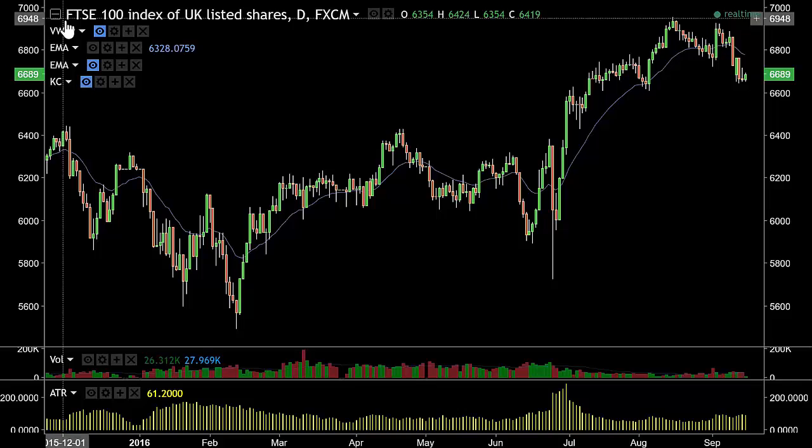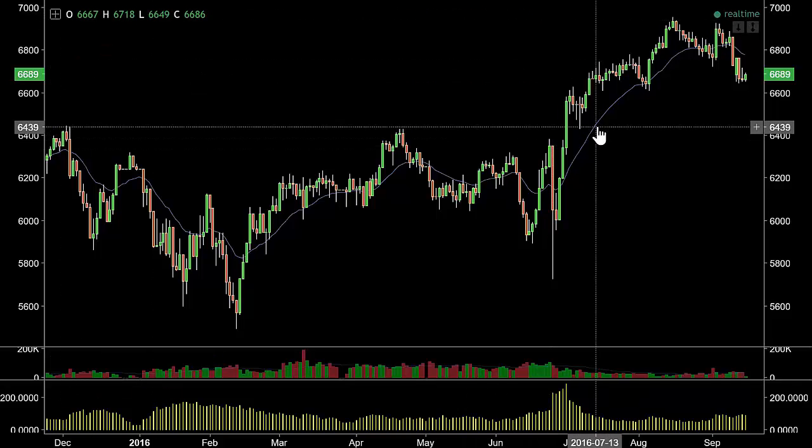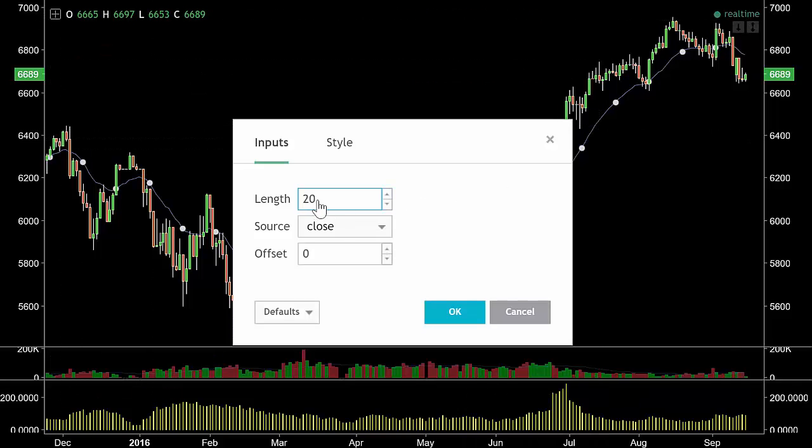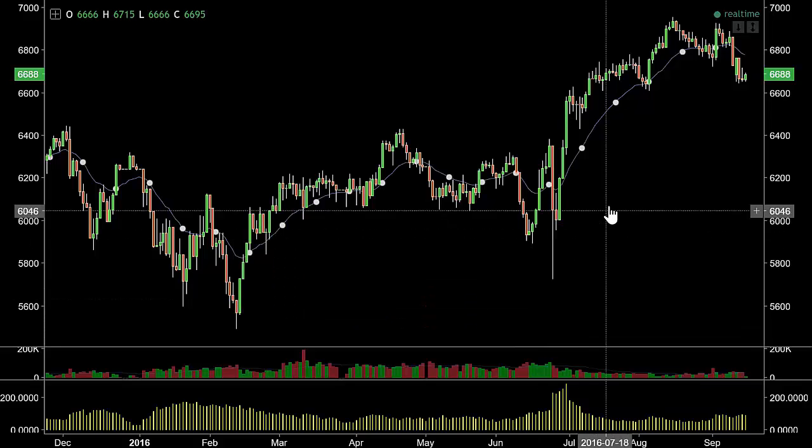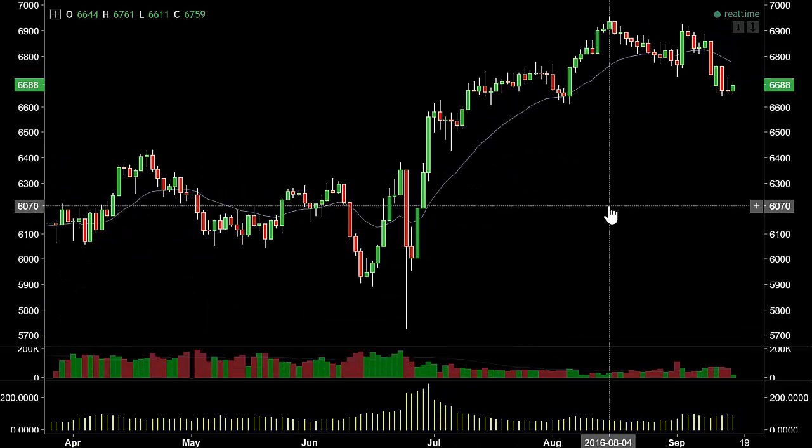I have two moving averages loaded up on my chart here now, and I'm going to show you a couple of them. So I've put on here a 20 period moving average. What that is doing is showing me the average price over the last 20 periods. I've got a daily chart up here. Don't forget, the period means whichever time frame chart you've got loaded up.